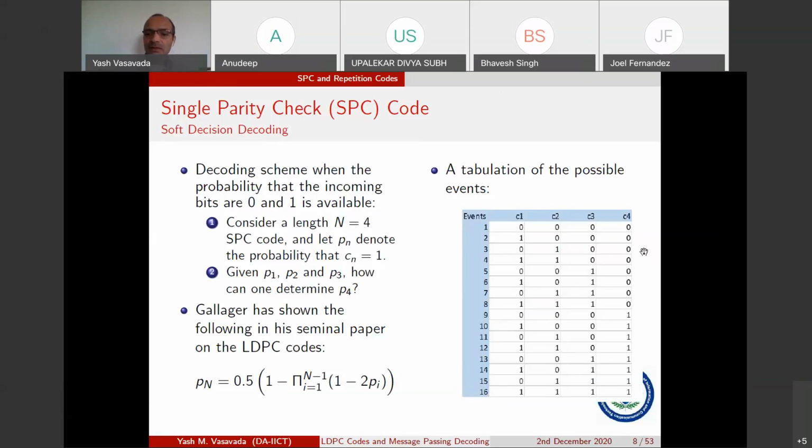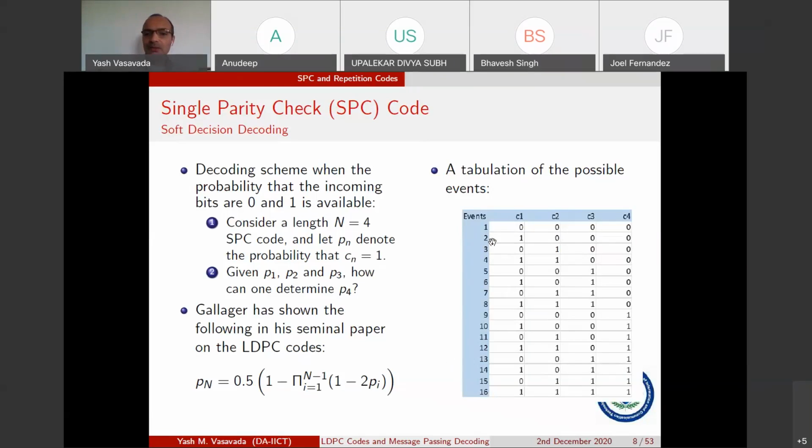You can take a look at this table here. First of all, what would you have to do to this table to make it a repetition code table? Which events will you have to delete? The transmitter can be only in one of the 2 events. Which are the 2 events for the repetition code? So the first and last. Yeah, exactly. First and 16th.